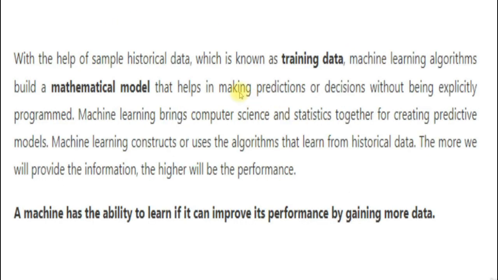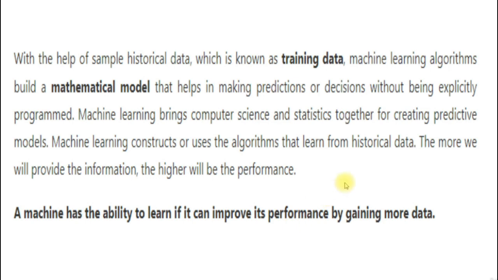With the help of sample historical data, which is known as the training data, machine learning algorithms build a mathematical model that helps in making predictions or decisions without being explicitly programmed. Machine learning brings computer science and statistics together for creating predictive models. Machine learning constructs or uses algorithms that learn from historical data. The more information we provide, the better the performance will be. A machine has the ability to learn if it can improve its performance by gaining more data.